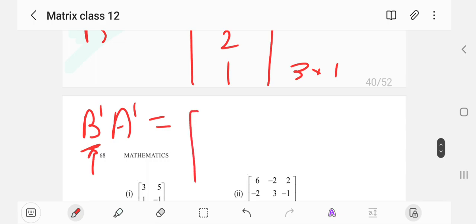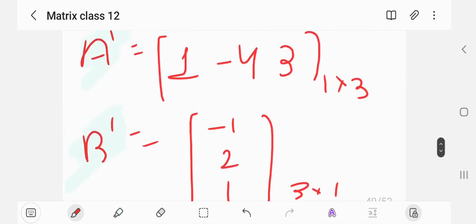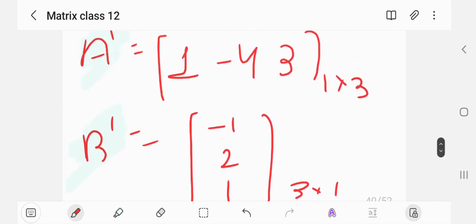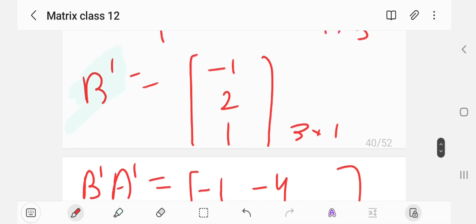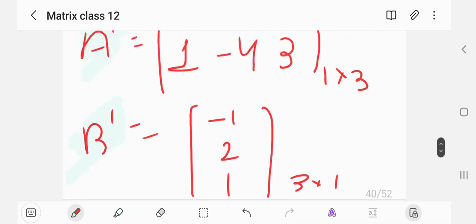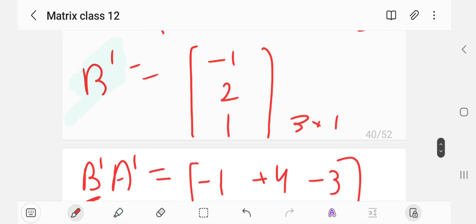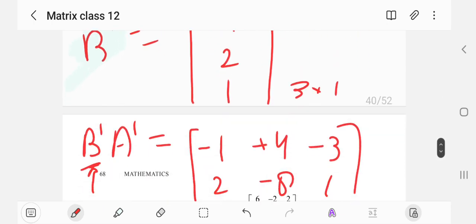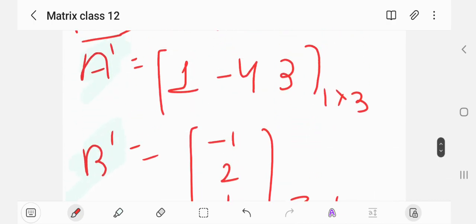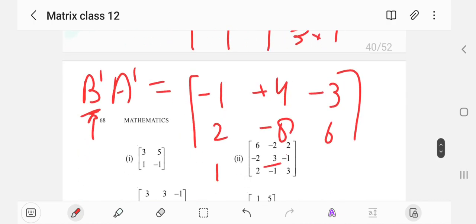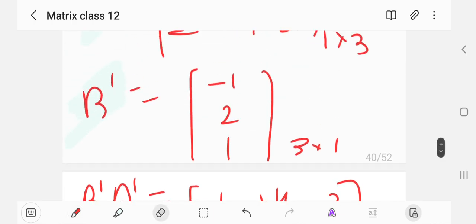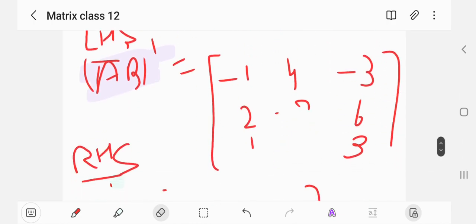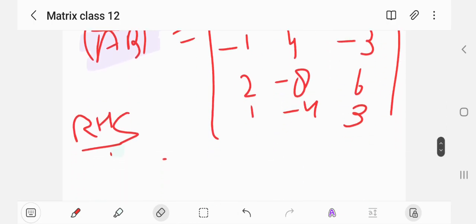Now moving ahead, if I multiply, then what will I get? Let's see. I get here -1, here -4, here it will be +4, and here it will be -3. Then 2 minus 8, 6, then 1 minus 4, 3, 1 minus 4, 3. Let me erase this now and show you whether they are the same or not. Let us check it.